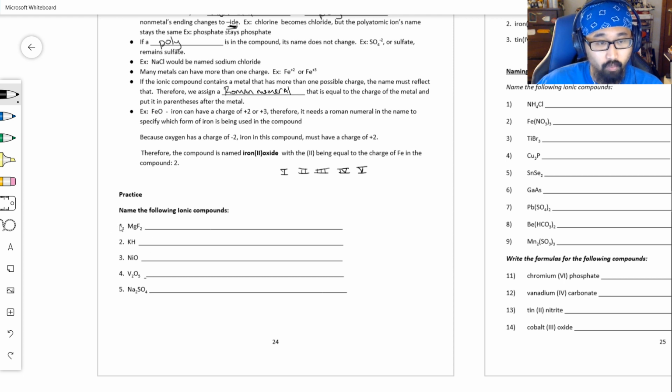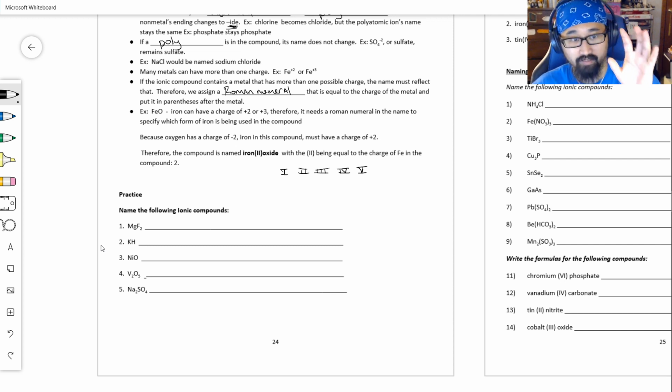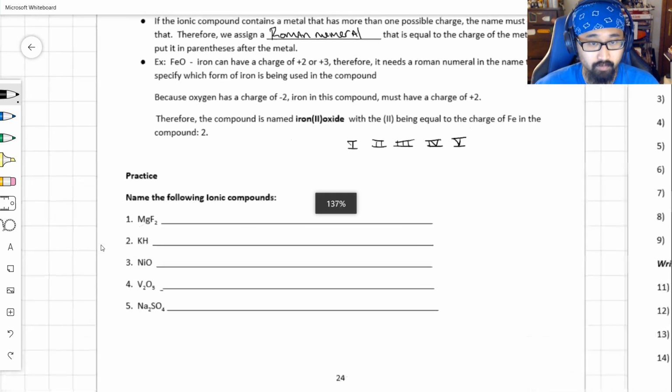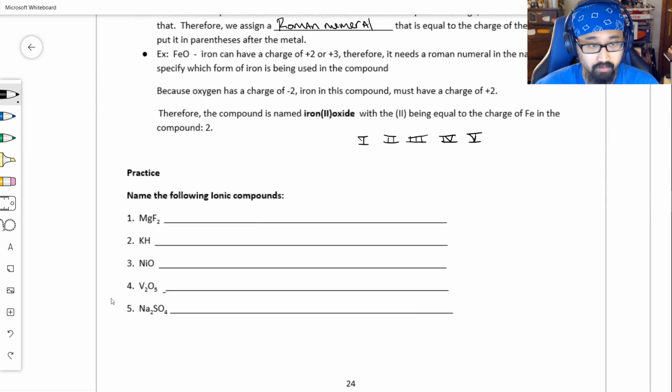Now, 1 and 2 and 5 are examples that I'd like you to try now. If you haven't already, if we're reviewing this from class, that's fine, but if you're doing this for the first time, pause the video, and I want you to try practice 1, 2, and 5 over here on page 24. Let me zoom in. 1, 2, and 5. Pause the video, give those a shot.